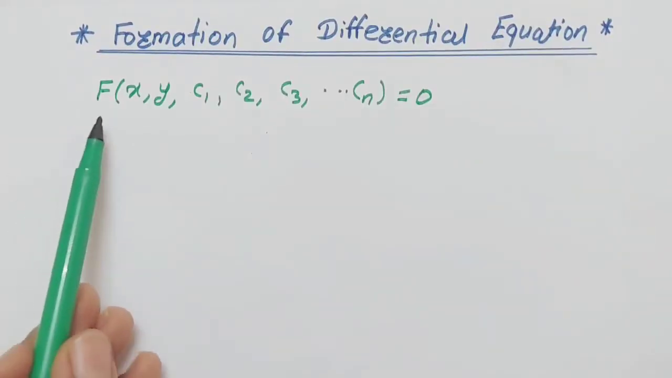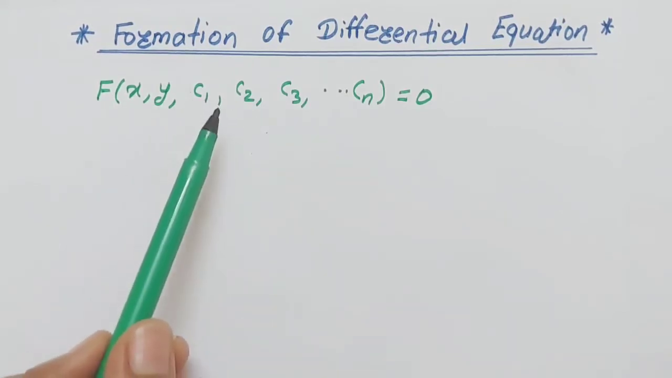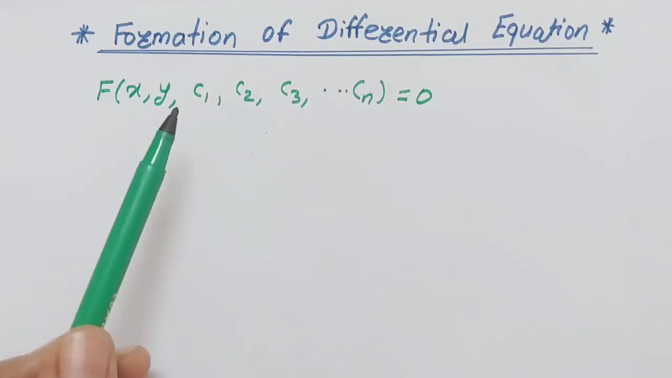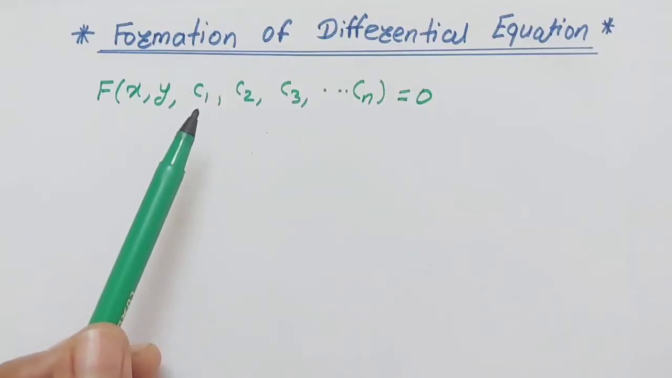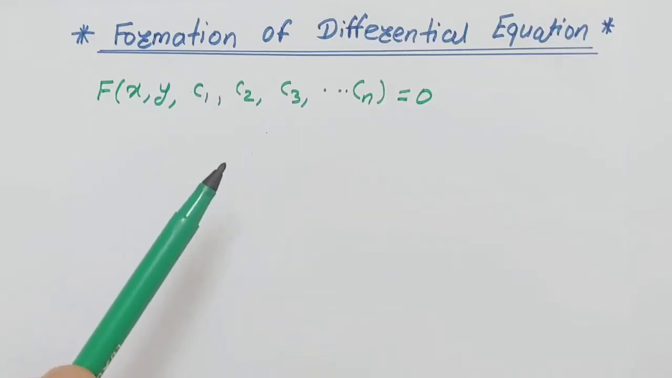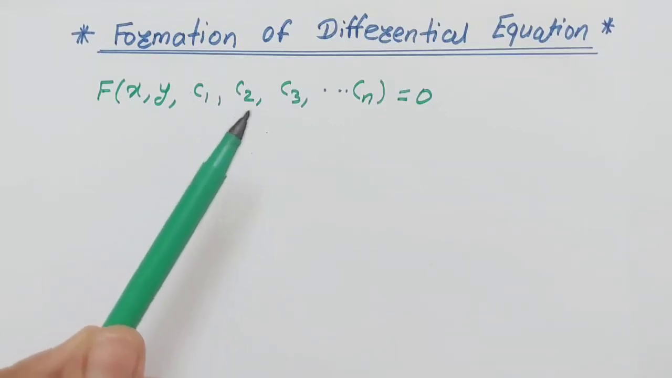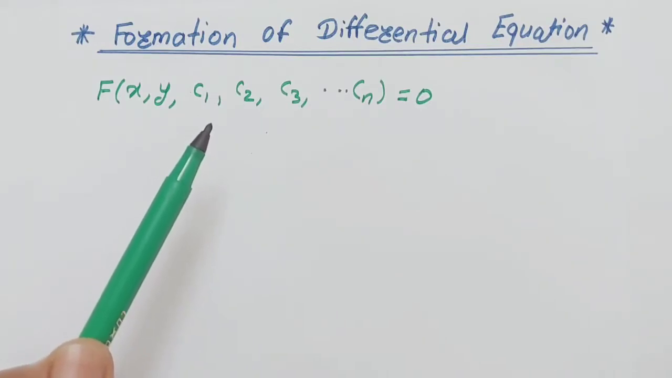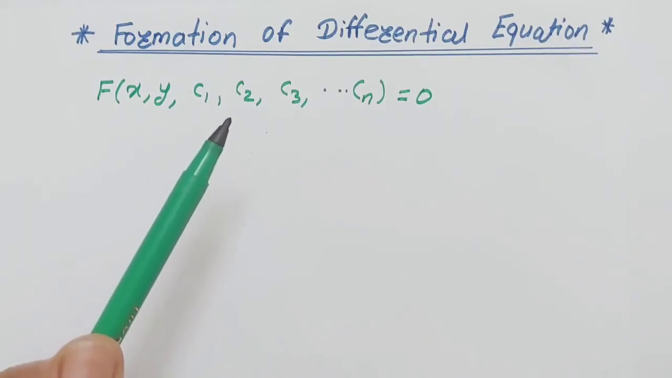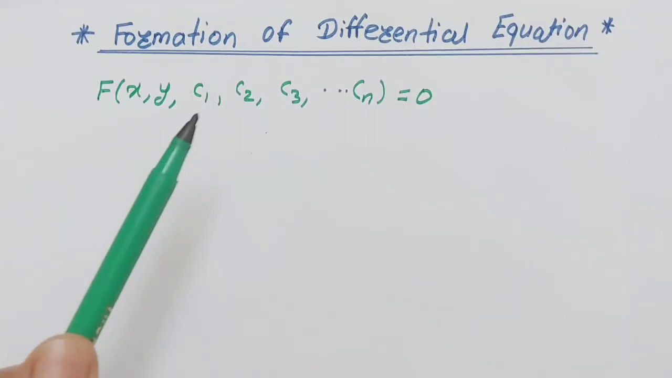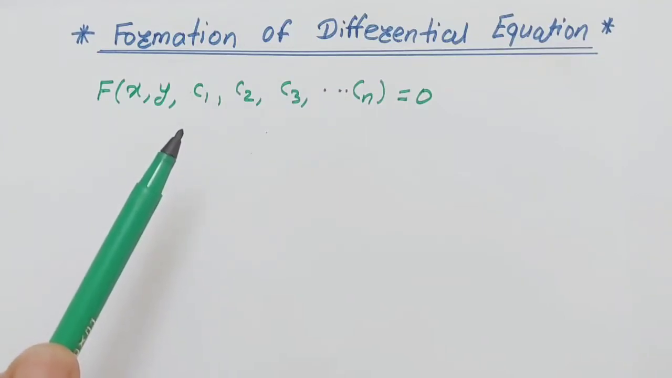Suppose we are given the equation of a curve. The equation of the curve contains some constants, and we have to eliminate those constants with the help of differentiating this equation of the curve. If we differentiate it, we get new equations. We solve those equations simultaneously and use them to eliminate the constants. Once we eliminate the constants, we get a new equation that contains no constant term. That is nothing but our differential equation which is satisfied by this equation of the curve. This process is called the formation of a differential equation.